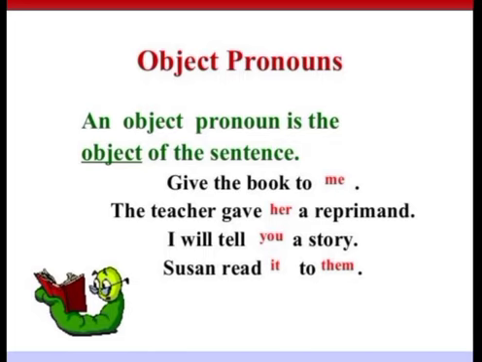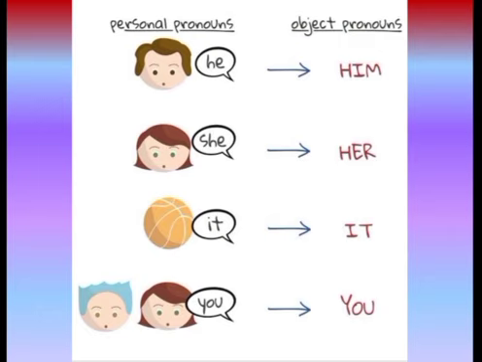"Susan read it to them." This is the next sentence. Now here also you can see two pronouns, but both the pronouns are coming in the predicate part. So "it" and "them" both are object pronouns. Here you can see the subject pronouns and object pronouns. "He" is a subject pronoun, and for object it becomes "him." "She" becomes "her." "It" remains "it," and "you" also remains "you."